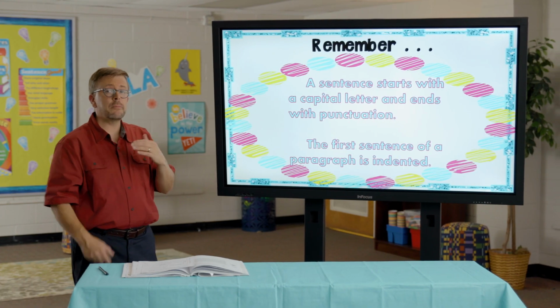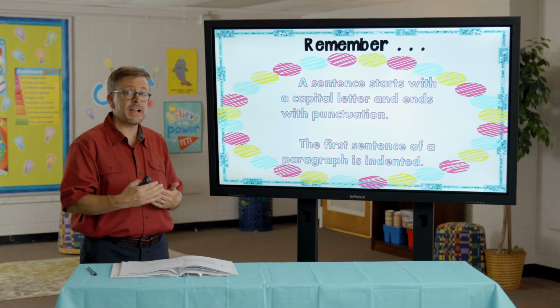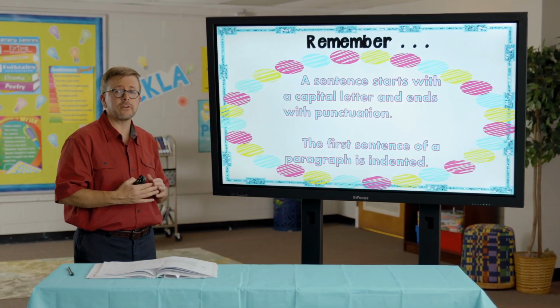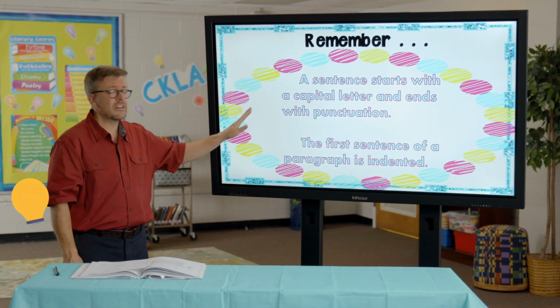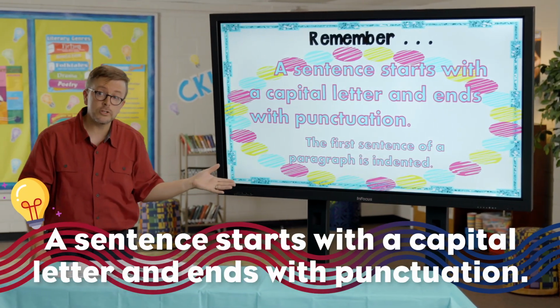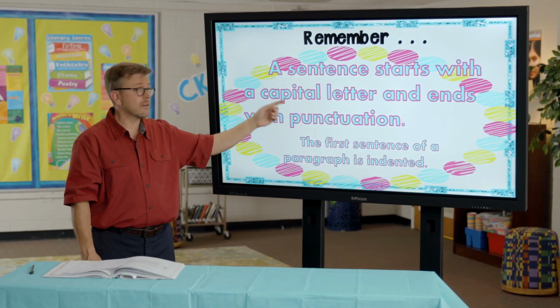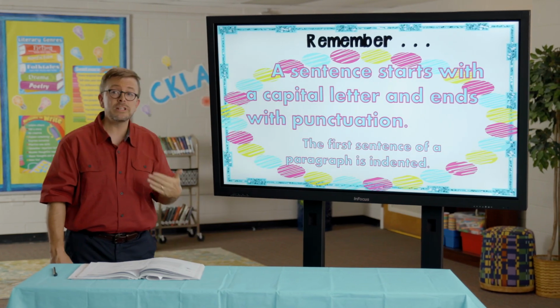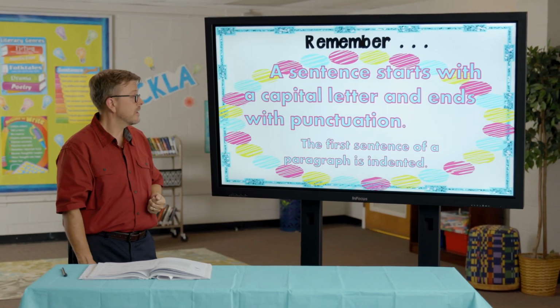Now, a couple other things to keep in mind as you're writing. You can practice this on your draft, and then we will go through the editing phase together. But on your draft, you want to remember that a sentence always starts with a capital letter and ends with punctuation. Even my sentence here, capital A, punctuation at the end. I want to make sure that I'm doing that as well in my writing.